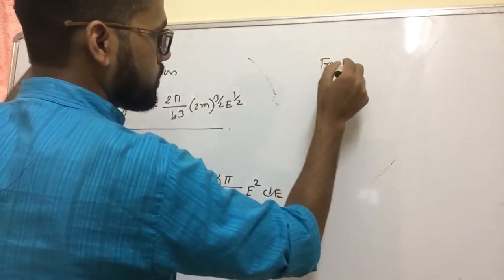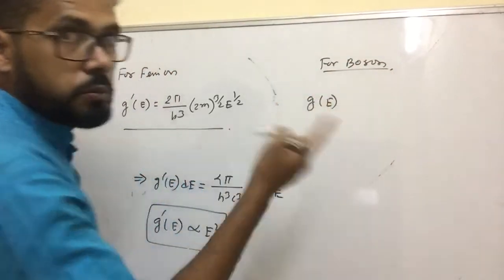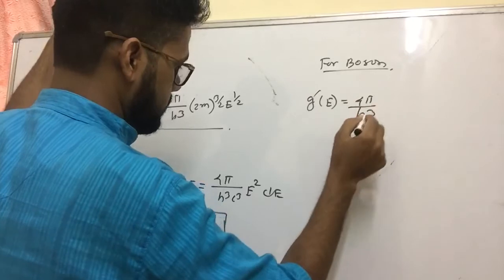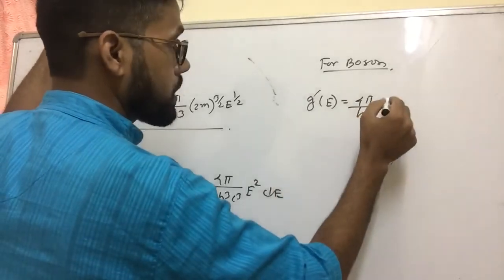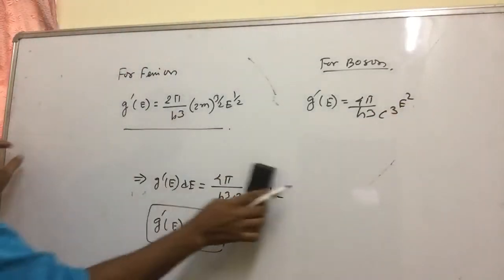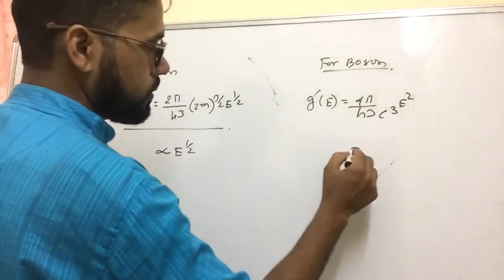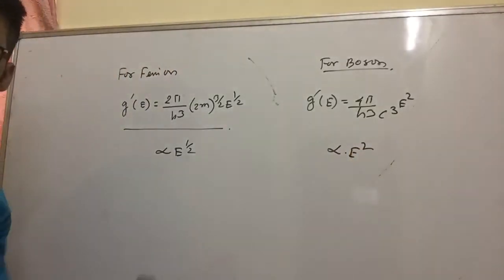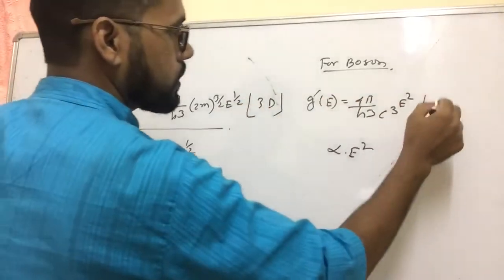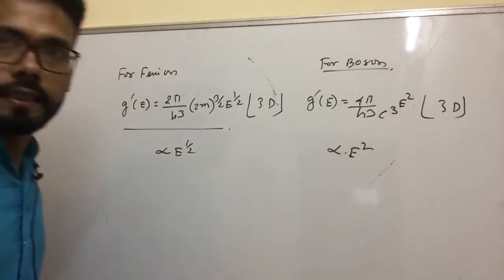And for boson, G, I am writing only G, not removing the D on both sides. G equal to 4π S cube, C cube E square. So see, this is the difference. One is proportional to E half, the other is proportional to E square. Remember, both are three-dimensional cases, so density of state depends on the nature of the particle.